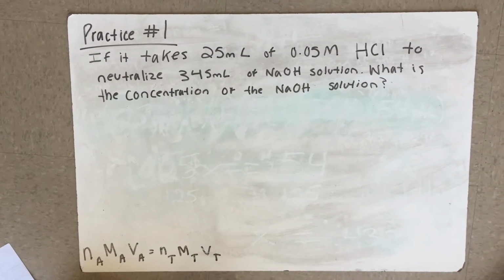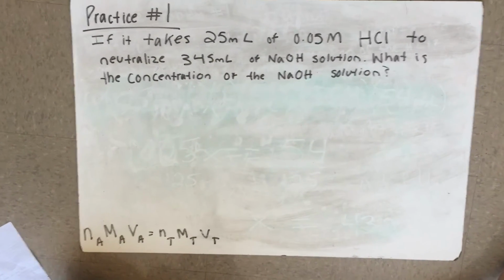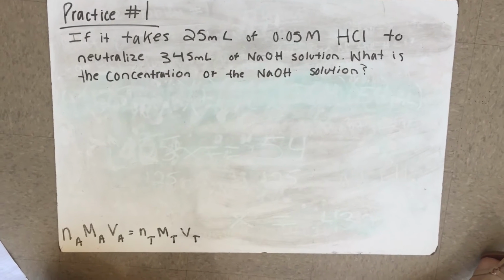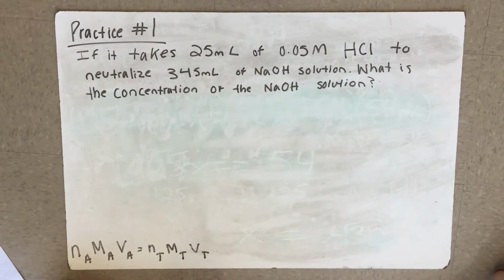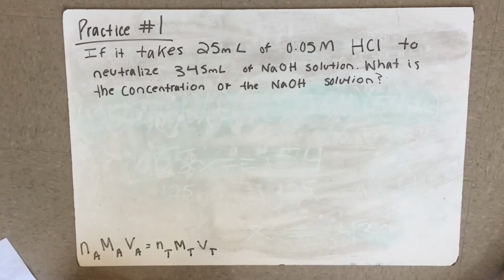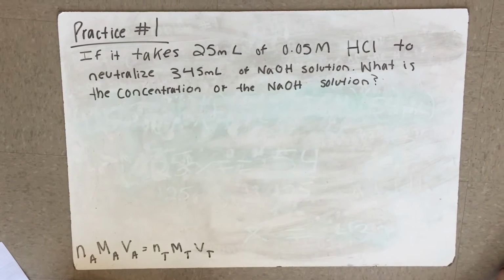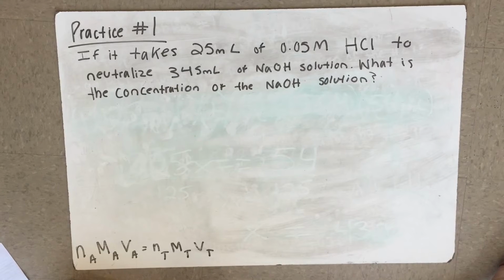Practice problem number 1. If it takes 25 milliliters of 0.05 molarity HCl to neutralize 345 milliliters of NaOH solution, what is the concentration of the NaOH? Pause the video and then come back to watch me solve the equation.